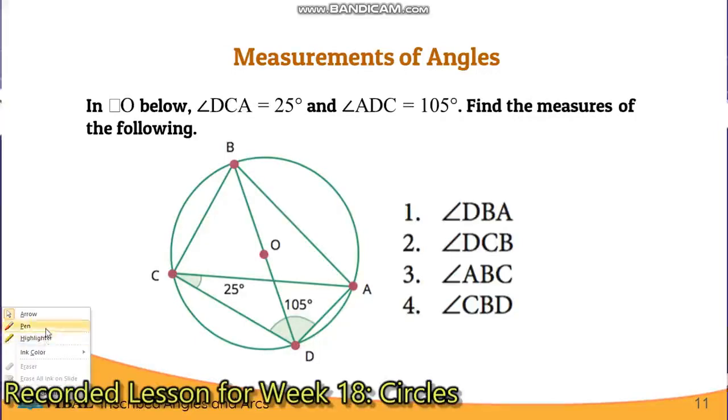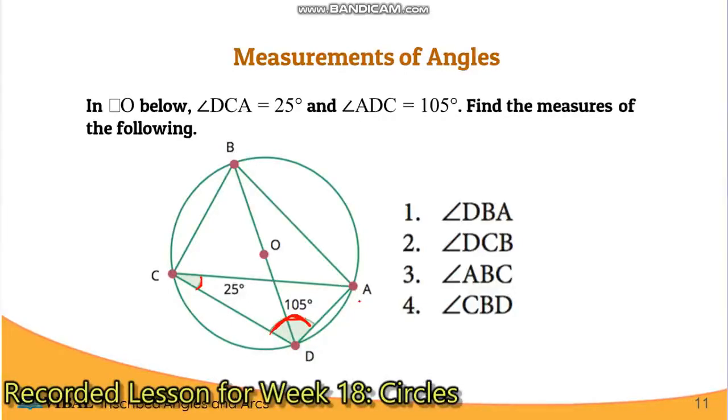So, let's try to draw. Yan. Ito yung ating angle DCA. Angle ADC, this one, ADC is equivalent to 105 degrees. Next, we have to find the measures of the following. So, let's find angle DBA, so this one. Ano daw ang measurement nito? Angle DBA.